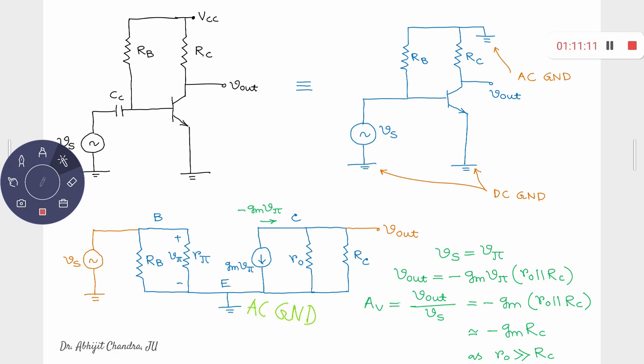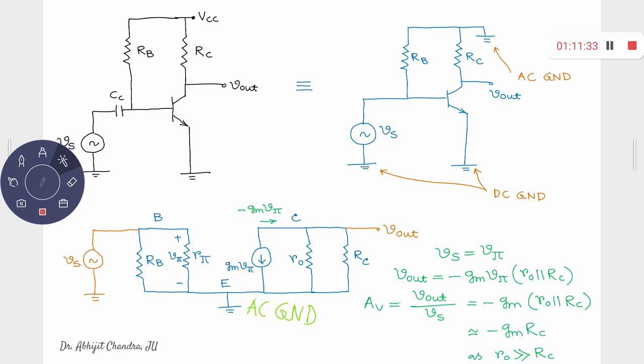r0 is very large, in the range of hundreds of kilo-ohms. So that's why you can simply neglect this r0, because if some high resistance is connected in parallel, you can neglect it. And if some very small resistance is connected in series, you can neglect that resistance. So the gain is minus gm times RC.